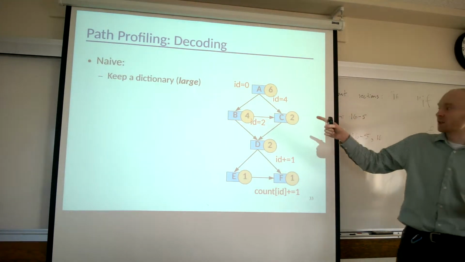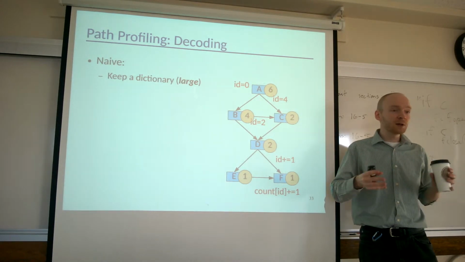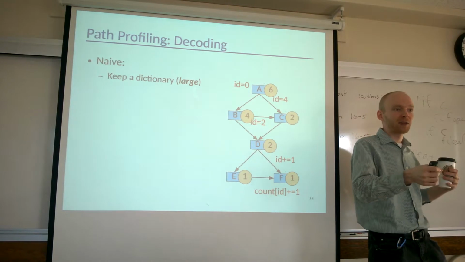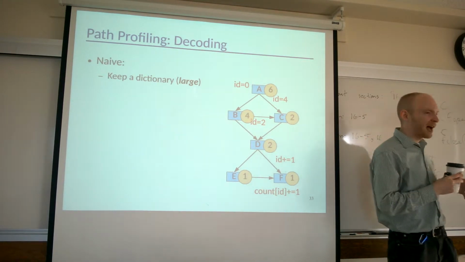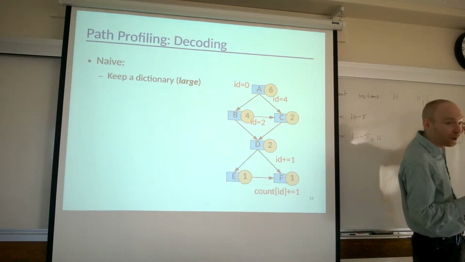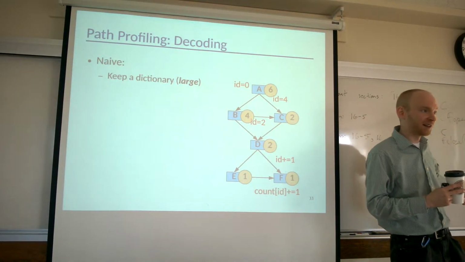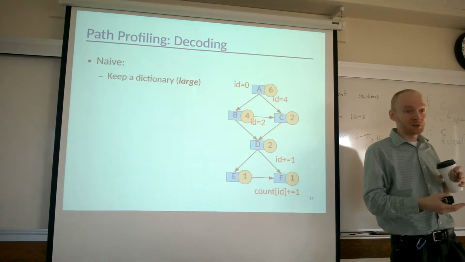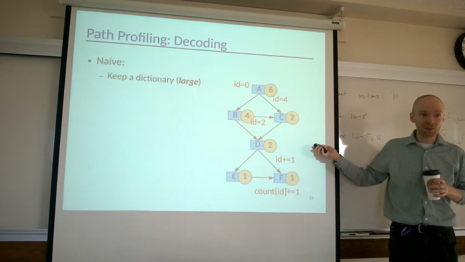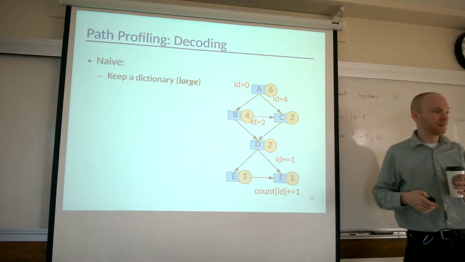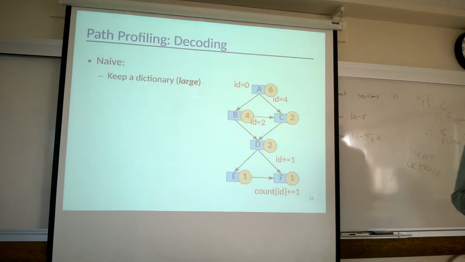So one way is to keep a dictionary, right? So we look at all the possible paths, we define them, and we say this is the ID for that path. But we saw that we could have combinatorial explosion. The number of branches you see increases the number of paths by 2 every time. So if you have even a small number of branches, this might not even fit in memory. So you would only put those paths in memory which are executed and increase the count for that. Say if one path is executed, I'll put that path name and the count.